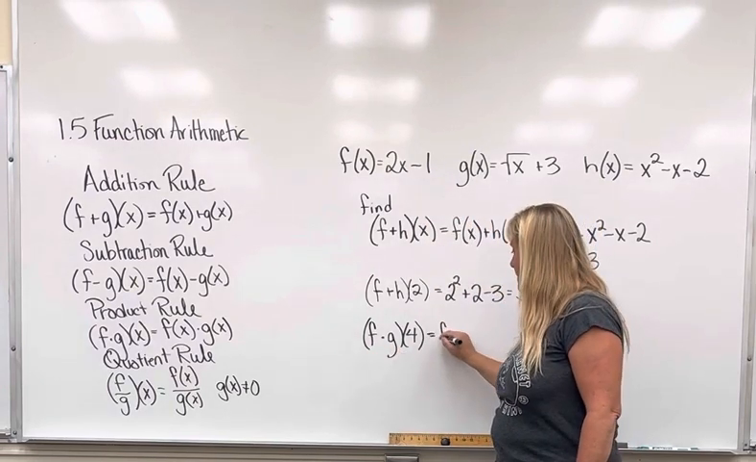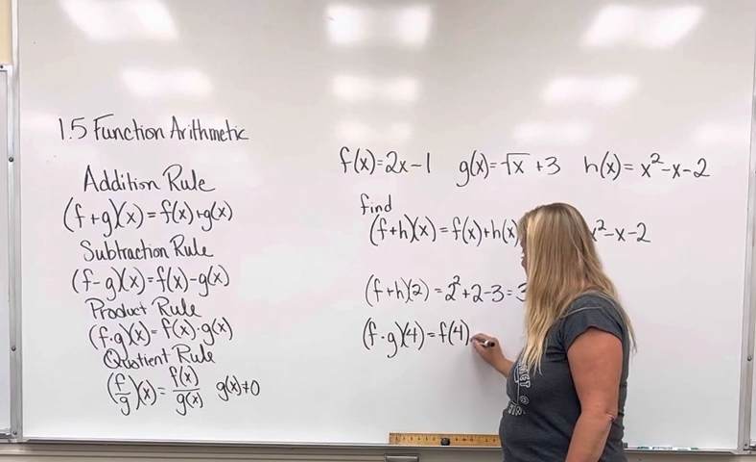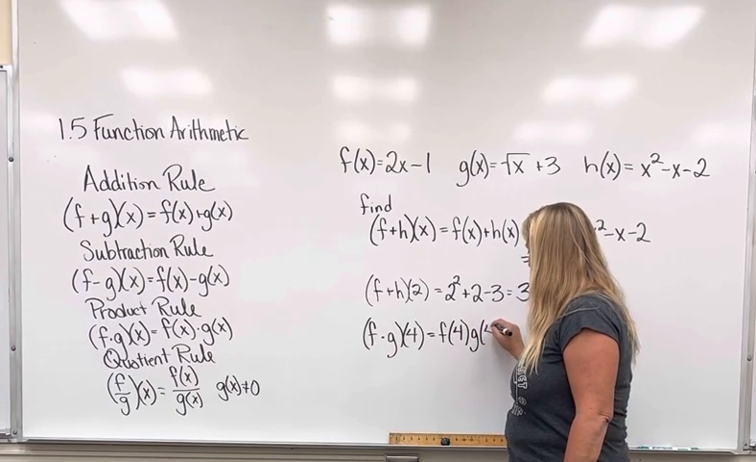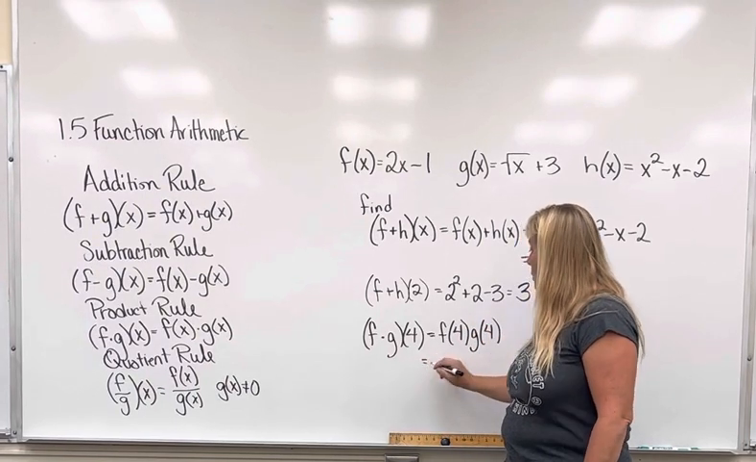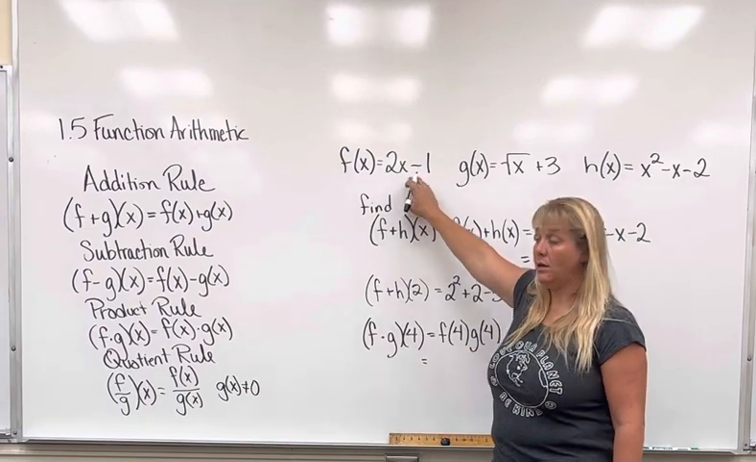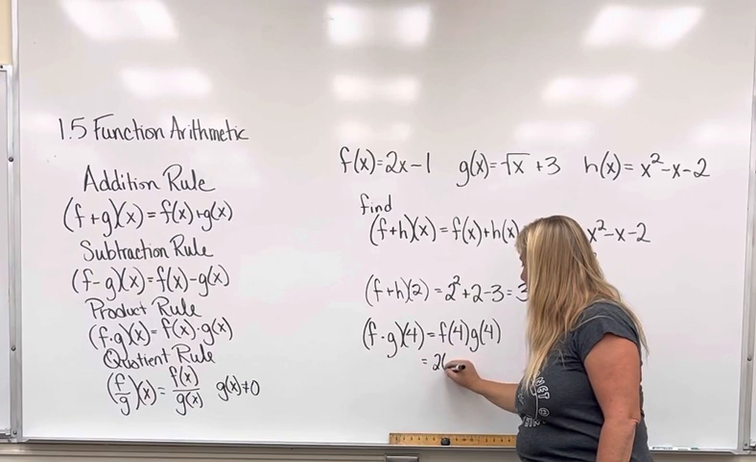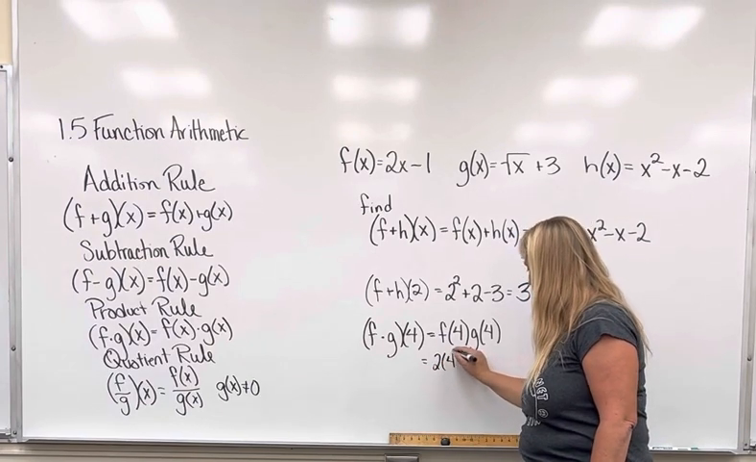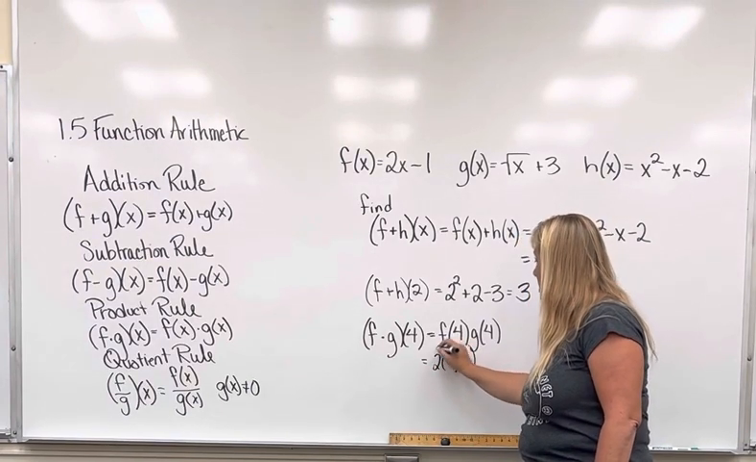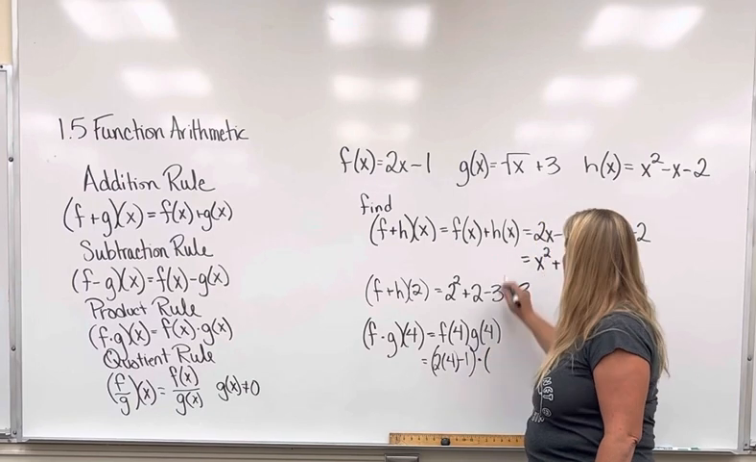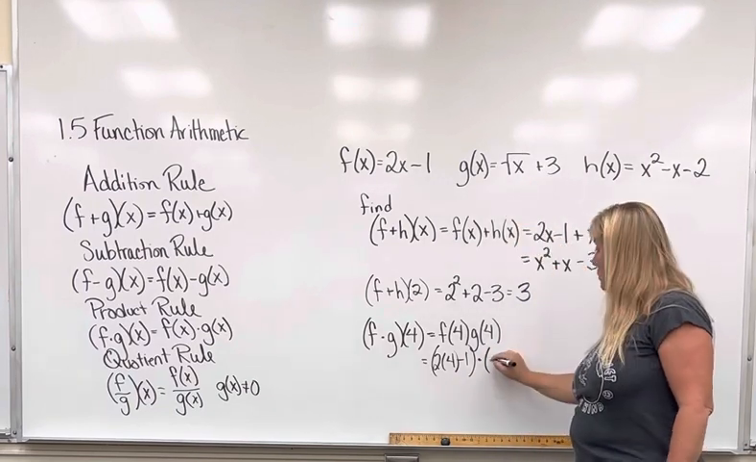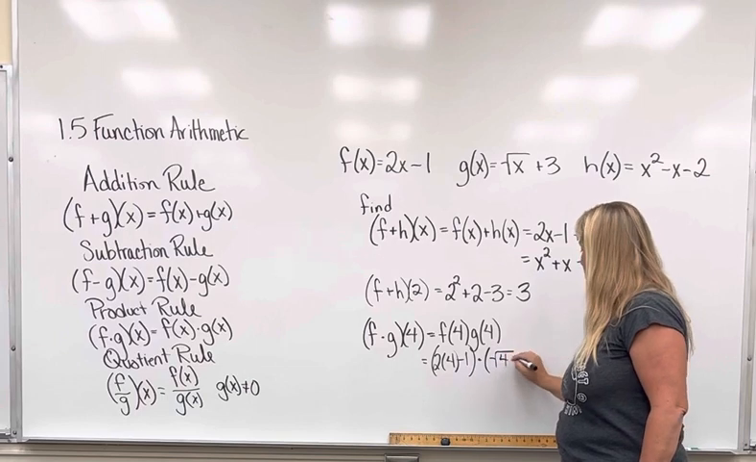So if we write it as f of 4 times g of 4, we're going to plug 4 into here, and then we're going to plug 4 into here. So we'll go 2 times 4 minus 1, times, and then we'll put the 4 underneath the square root of 4 plus 3.